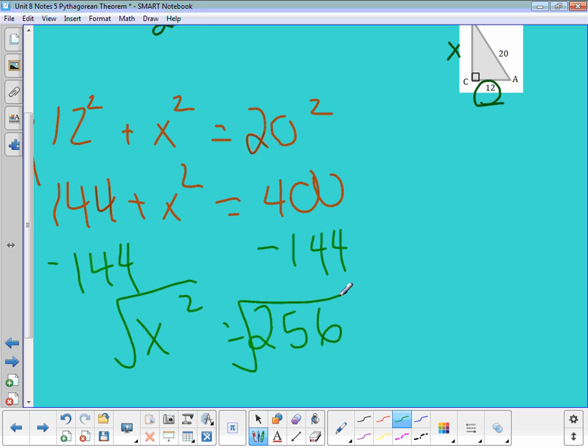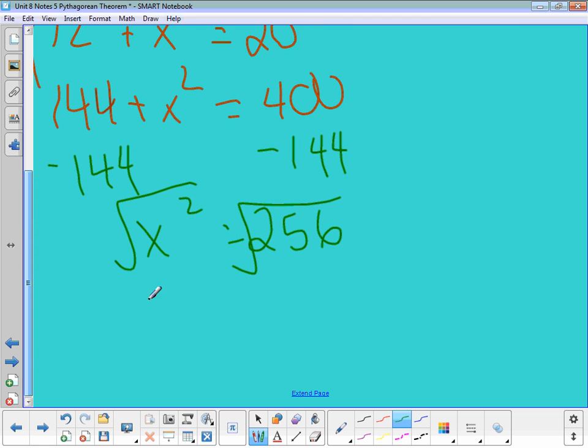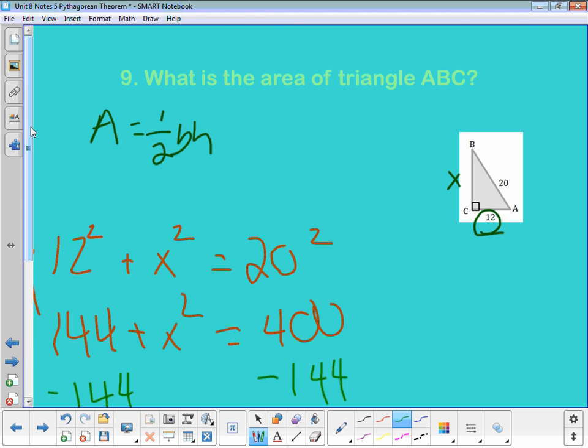Now remember, we want to write out any radical we have as a nice simplified radical. Lucky for us on this one, it actually turns out to be a perfect square. When we take the square root of 256, we get a whole number, so we don't have to go through the process of simplifying the radical. So we end up with 16. So now I know that that length right there is 16.